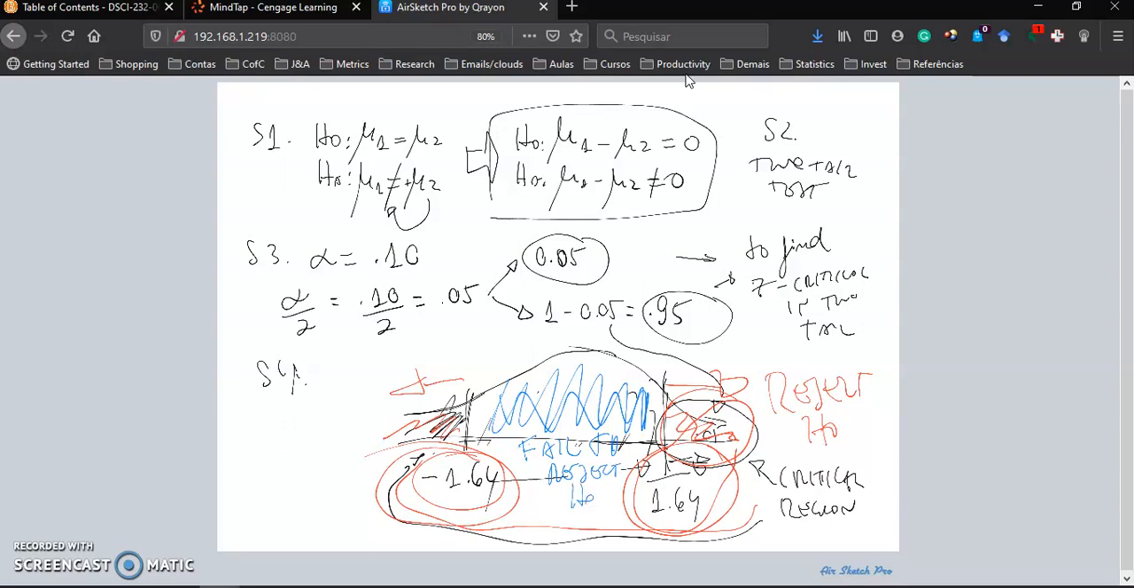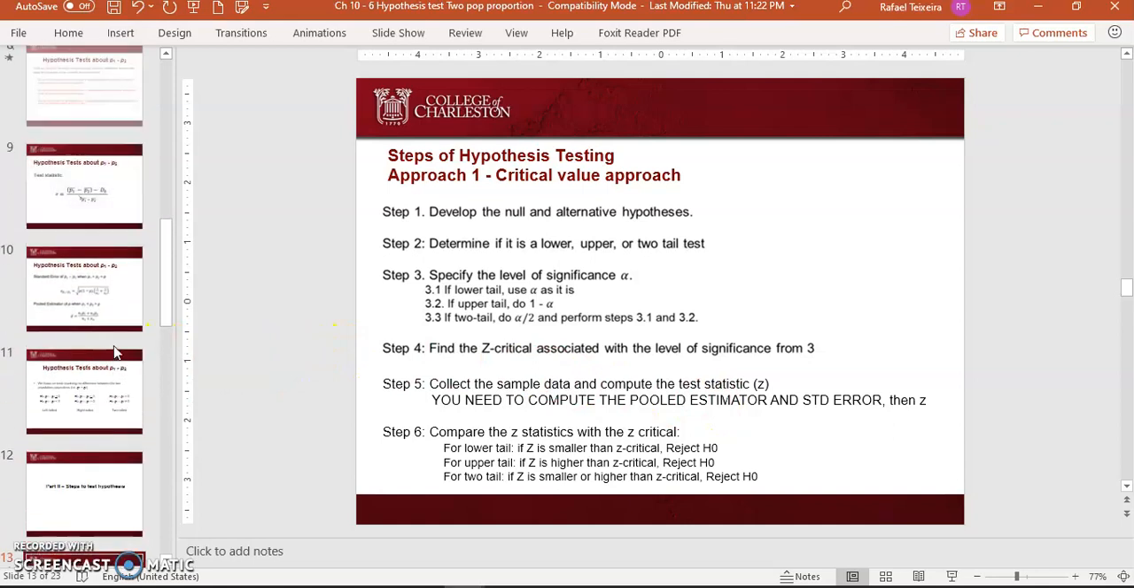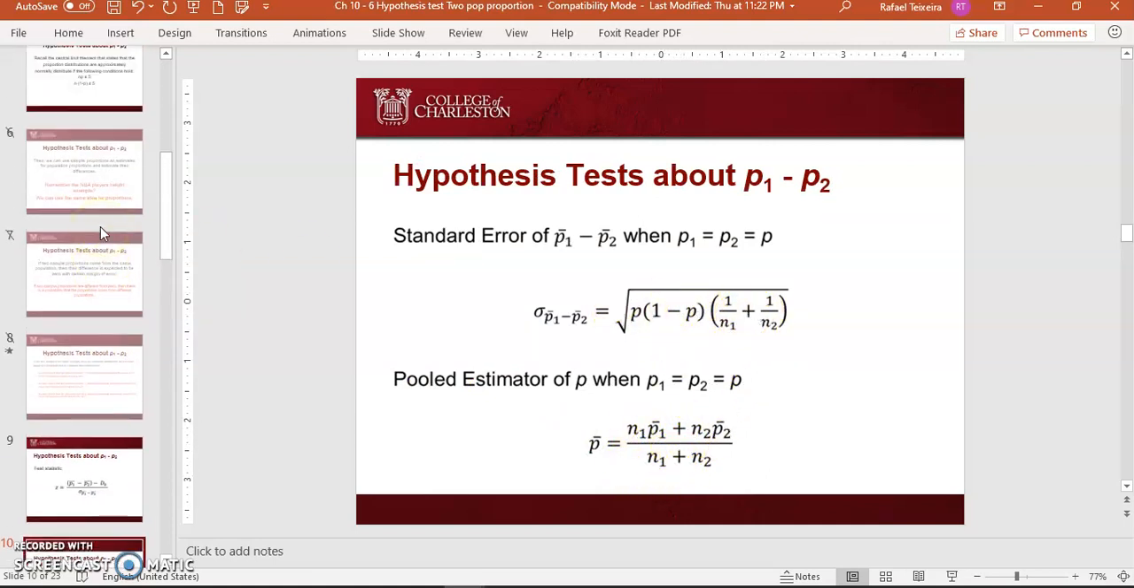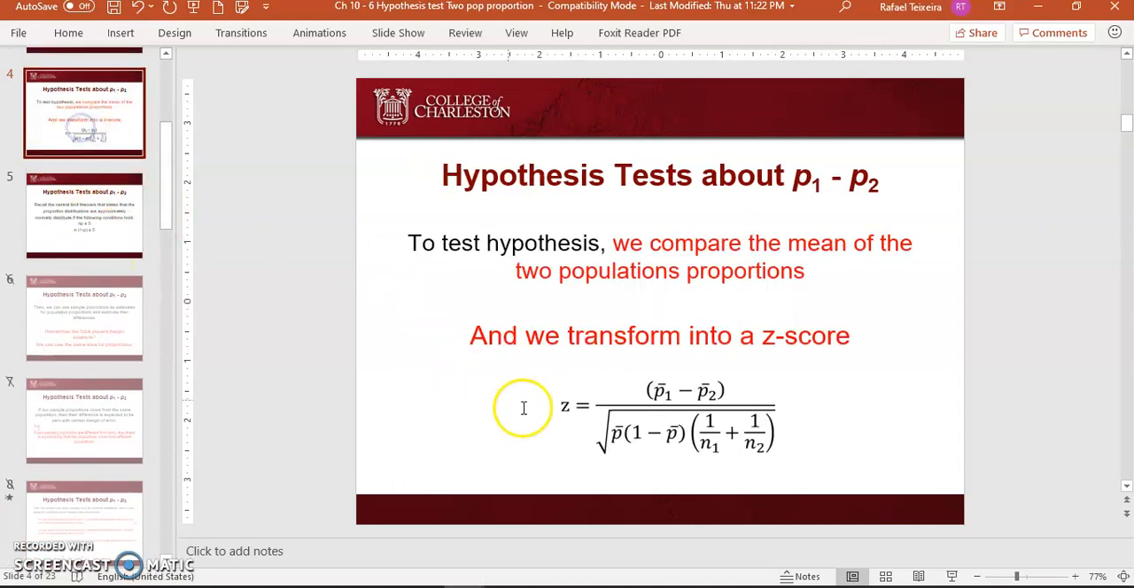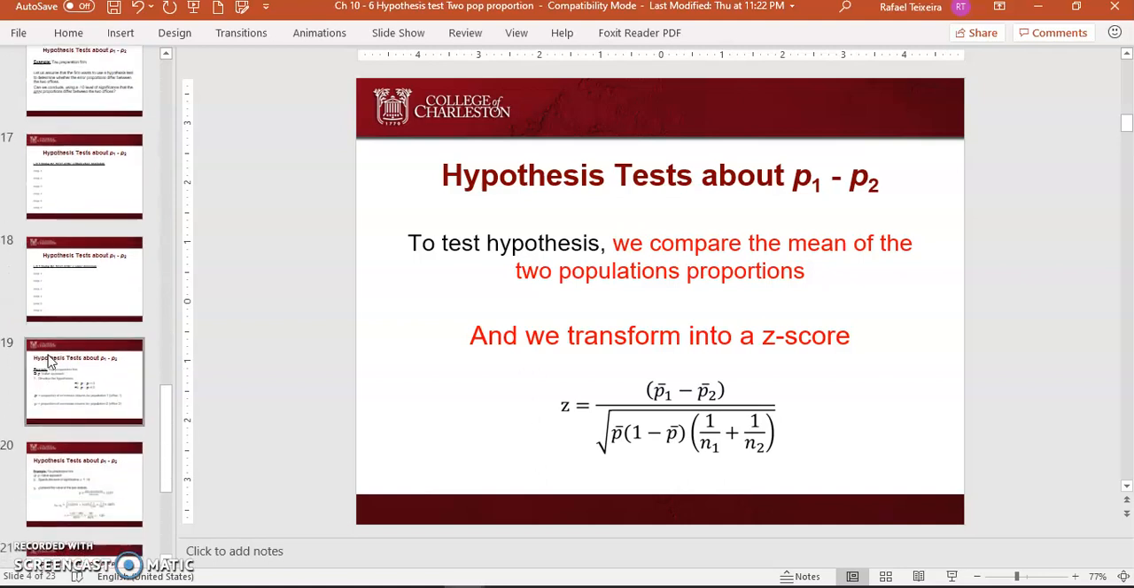Clarifying one more time, I think you already know that. I found the z critical in the critical regions. That's the reason it's called the critical value approach. Now I have to collect the sample data and compute the test statistic, and I need to compute the pooled estimator. So now I have to use those formulas here. First compute the pooled estimator, then compute this, and then after computing this number, I can compute the whole z value. I have this on slides, so I'm not going to do it by hand.